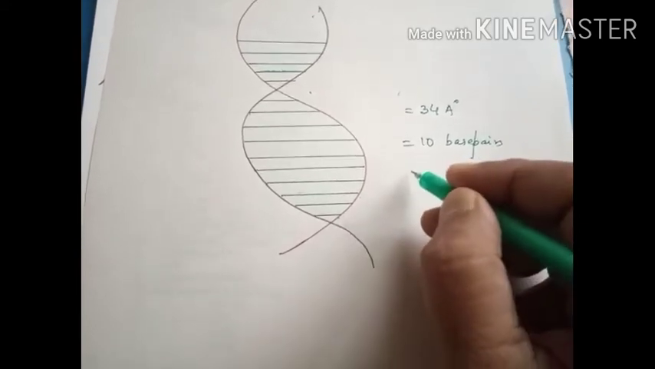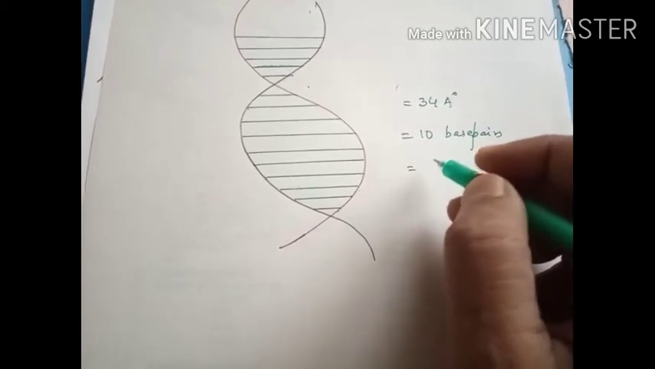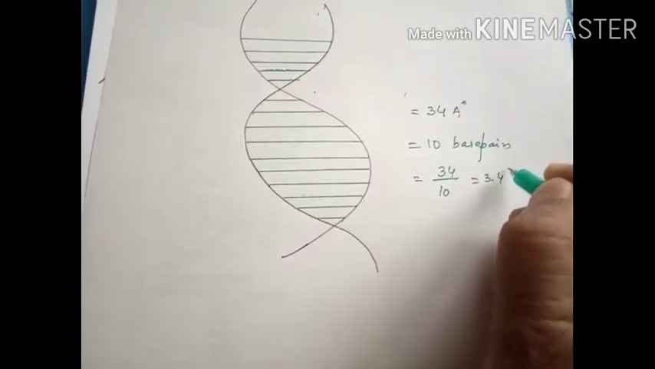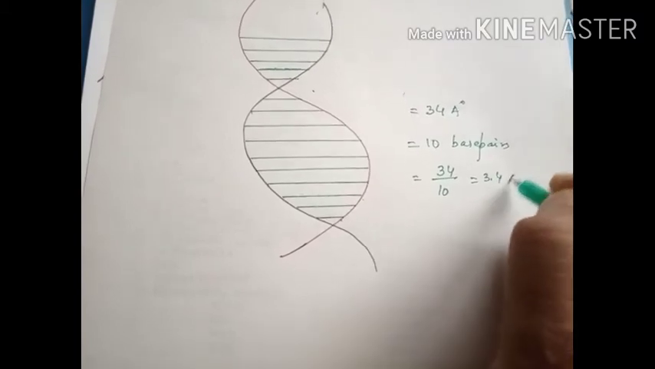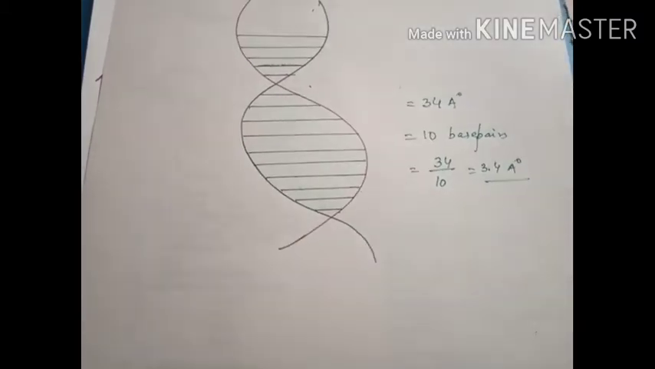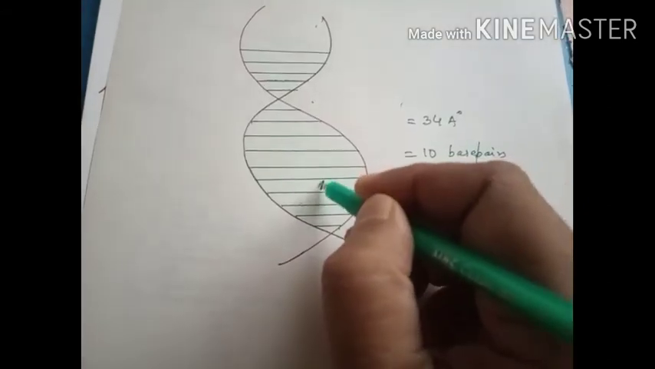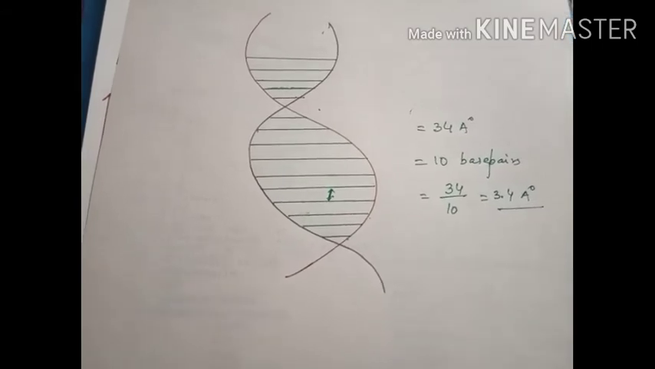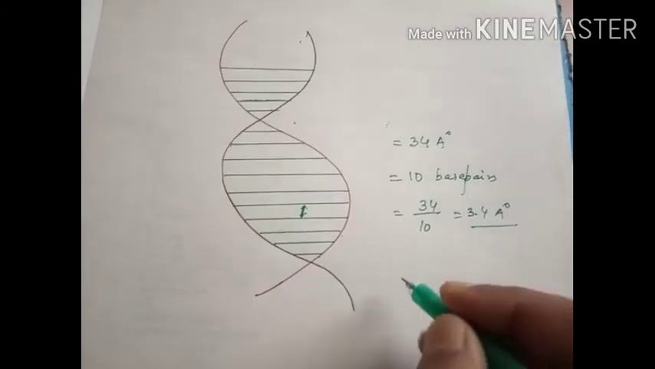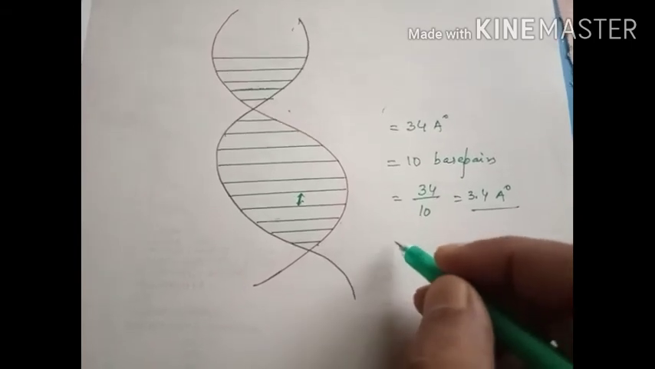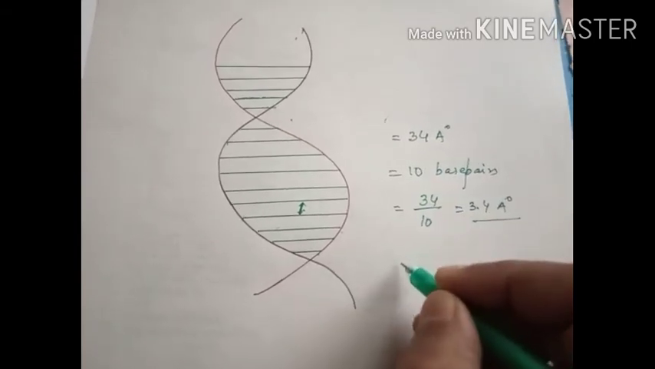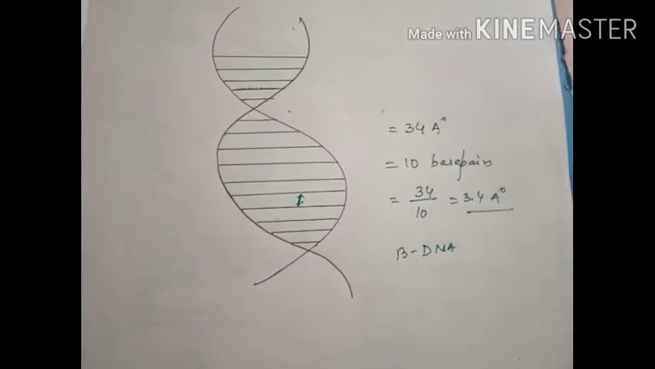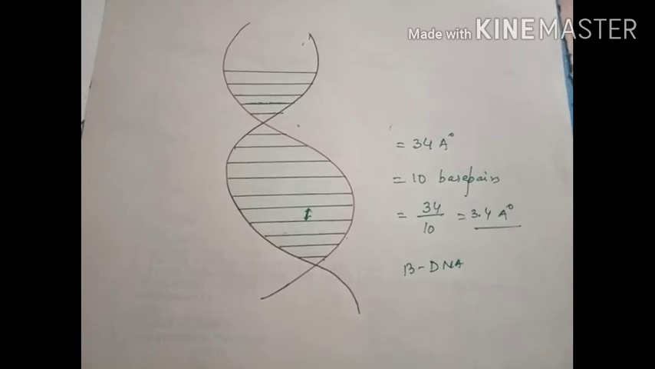So the distance between two base pairs would be 34 divided by 10, around 3.4 angstrom. So the distance between these two base pairs is around 3.4 angstrom. These are the features that we have discussed about the DNA regarding the distance and the base pairing. They are for the B-DNA. There are more than a dozen forms that we'll discuss in higher classes.